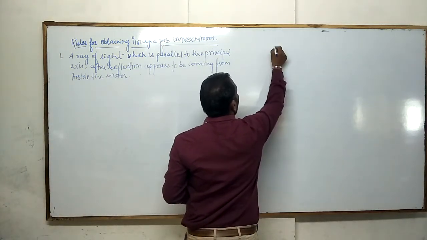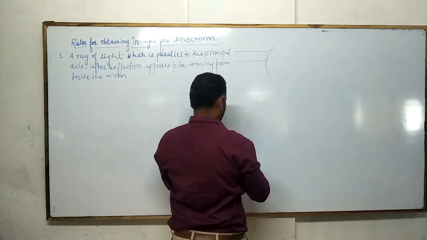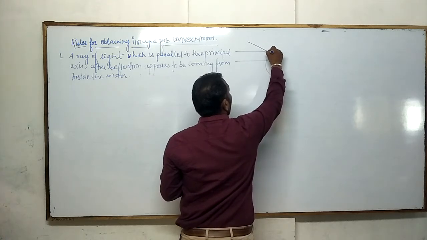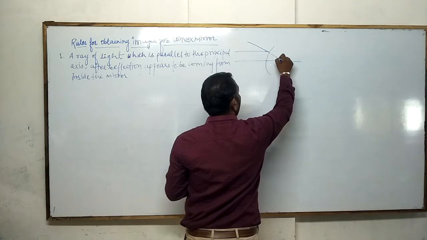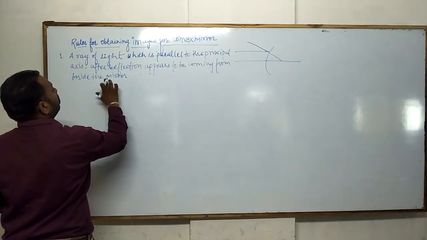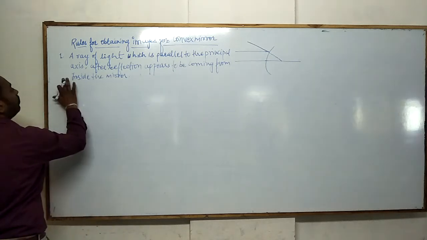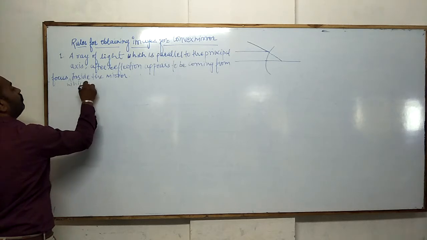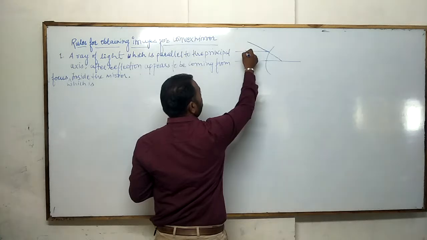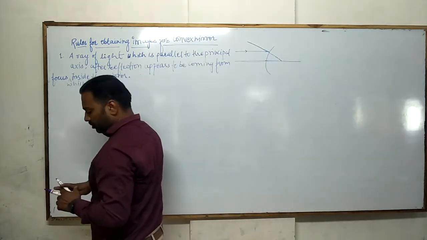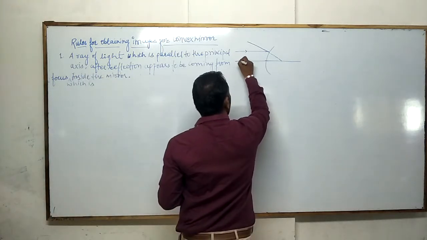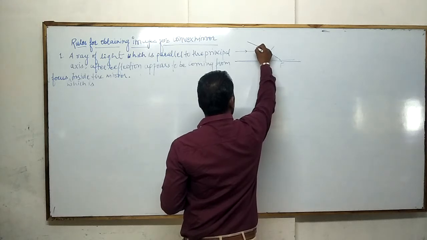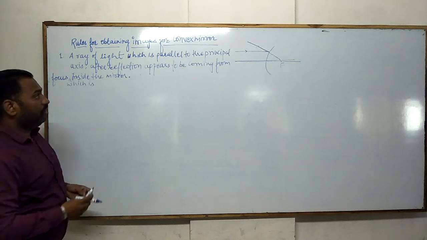Look at the diagram. It appears to be coming from the focus, which is inside the mirror. You have to understand here: this is the incident light, this is the principal axis, and this is your focus. This is the virtual focus here. So the light will appear to come from the focus of the mirror. This is the incident light.